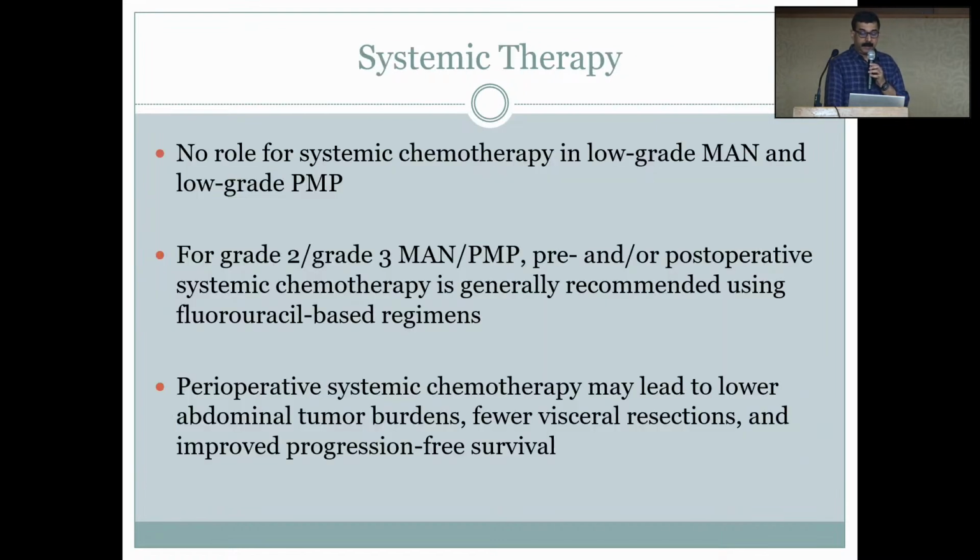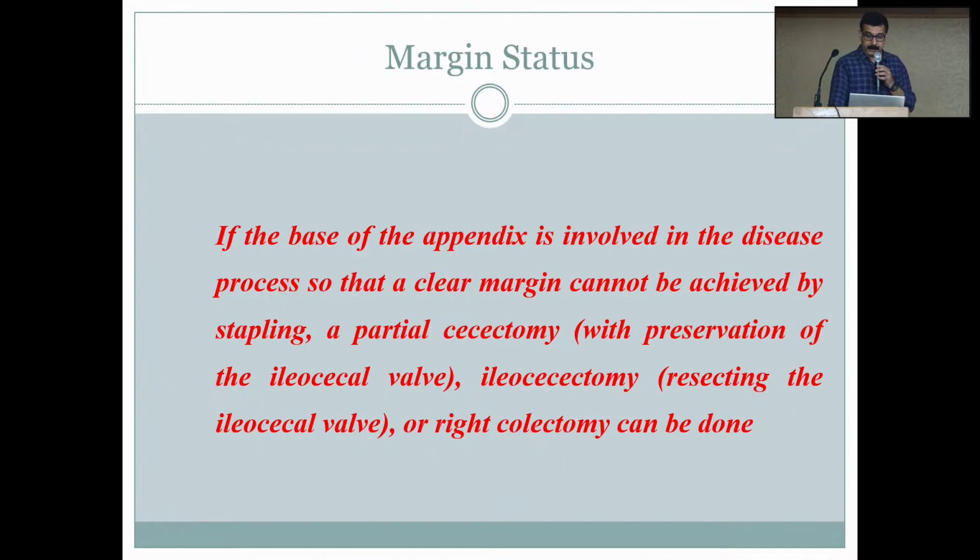Coming to systemic therapy, there is no role for systemic therapy in low-grade mucinous tumors of the appendix. For grade 2 and grade 3 mucinous tumors, and for high-grade tumors with high-grade features with pseudomyxoma peritonei, we can consider a 5-fluorouracil-based regimen, same as in colorectal cases. And perioperative systemic therapy is shown to be better than adjuvant treatment.